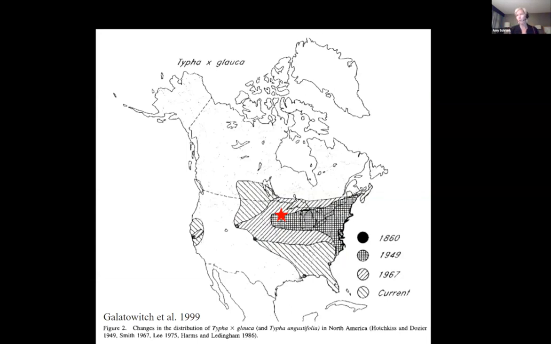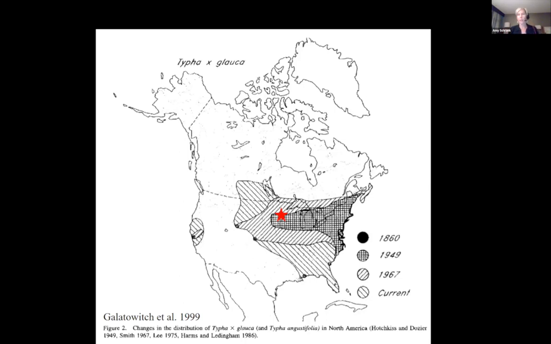And that comes from old herbarium records and also historic soil cores. So you can reconstruct what vegetation existed by looking at pollen grains in the soil. So they see this hybrid cattail starting in the mid 1800s, and you can see this lobe of checkerboard in 1949. That's stretched all the way to this red star, and that is Minnesota. So you can see that hybrid cattail has been in Minnesota since the late 40s, right? So it's been here a long time.